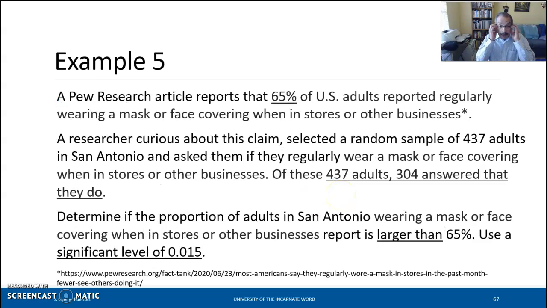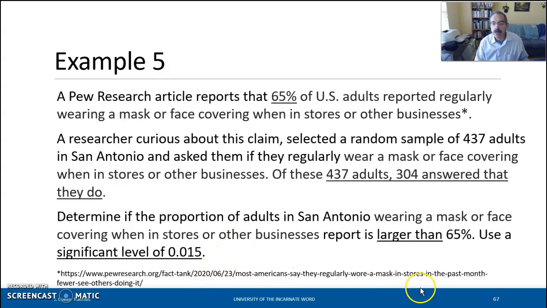All right, here's another interesting example. A Pew Research article reports that 65% of U.S. adults reported regularly wearing a mask or face covering when in stores or other businesses during the pandemic. So a researcher curious about this claim selected 437 adults and asked them if they regularly wear a mask or a face covering when in stores or other businesses. Of these 437, 304 said that they do. So now we want to determine if the proportion of adults in San Antonio wearing a mask or a face covering in stores or other businesses is larger than 65%.